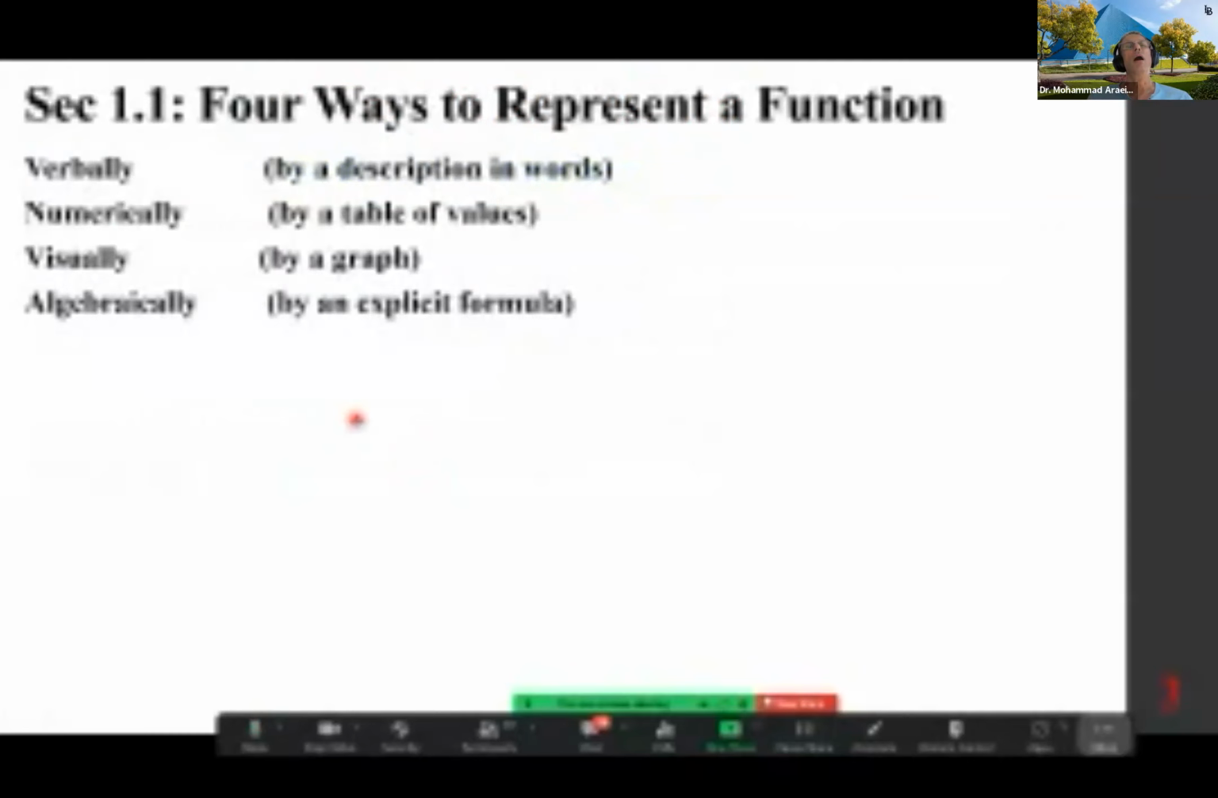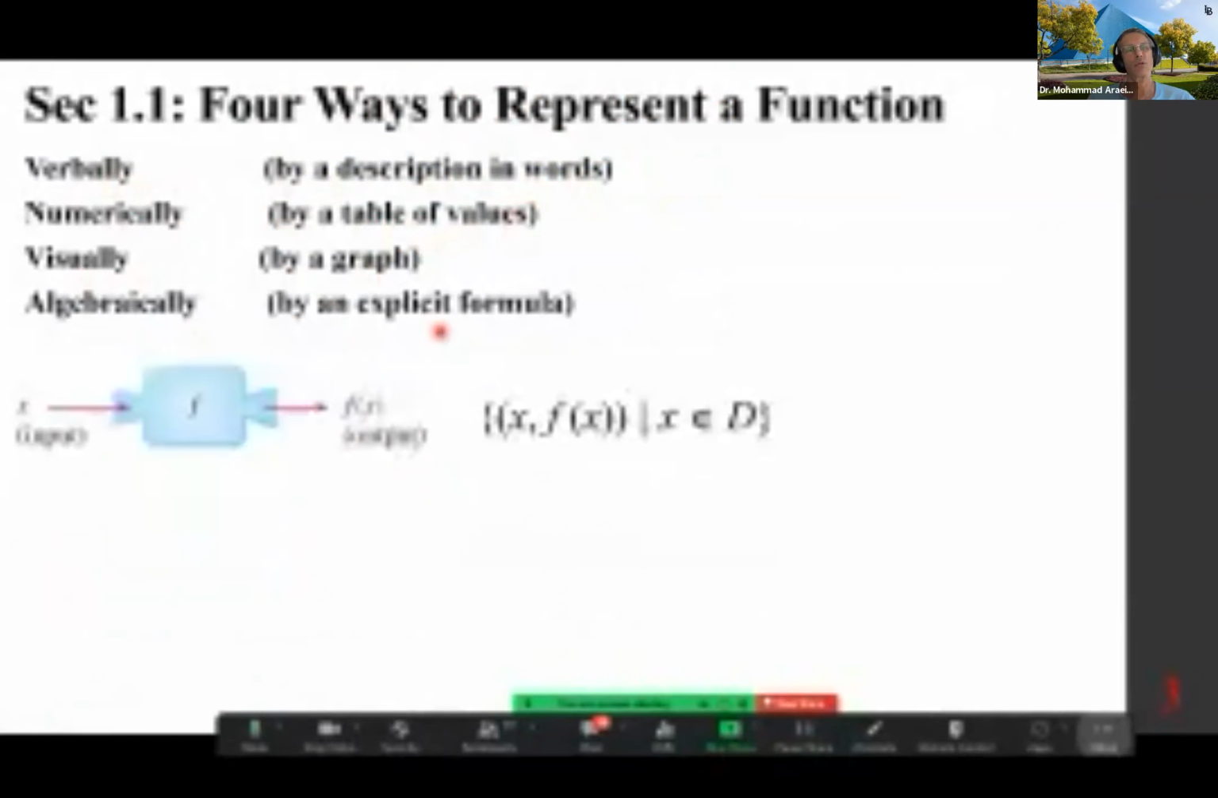So, how do we represent a function? We can do it verbally by a description in words. We can do it numerically by a table of values. We can do it visually by a graph or algebraically by an explicit formula.